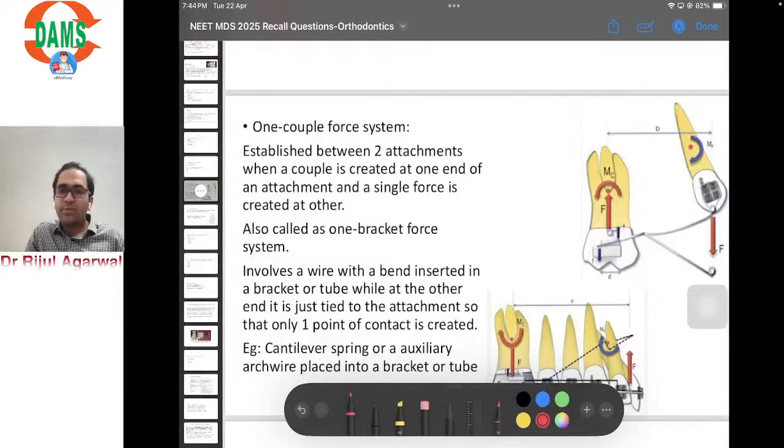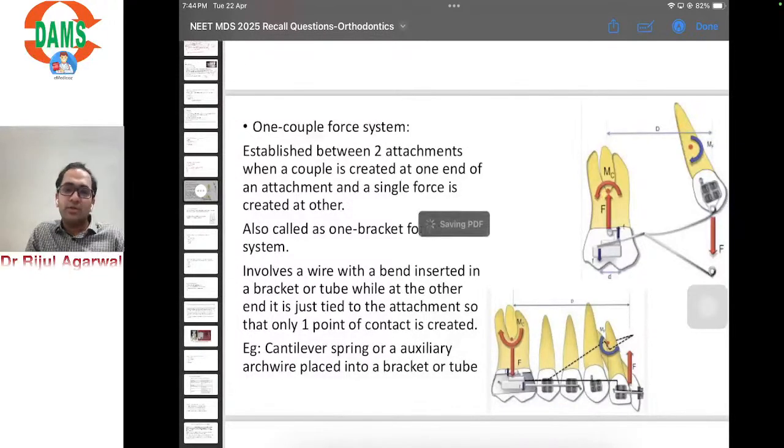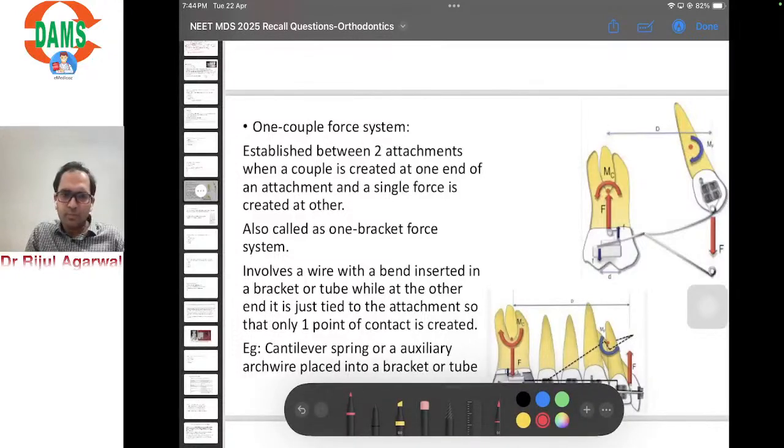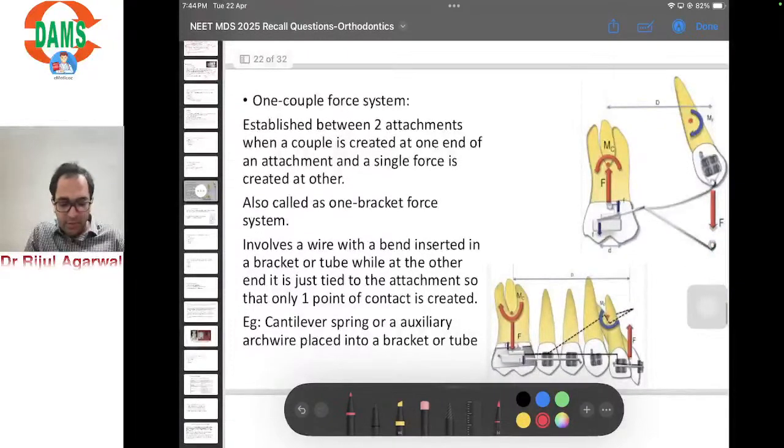We have discussed it repeatedly in our class lectures, predictive series, revision series, everywhere. So what is a one couple? When there is a two attachment, when a couple is created at one end and a single force is created at another end. Also known as a one bracket force system. Examples are cantilever spring or auxiliary arch placed into a bracket or tube.